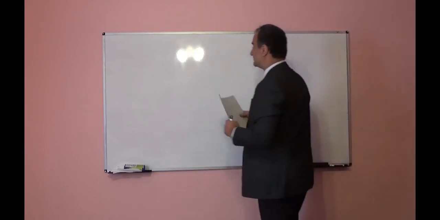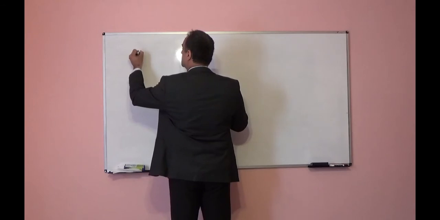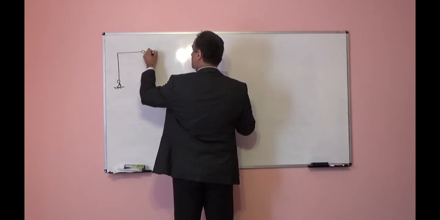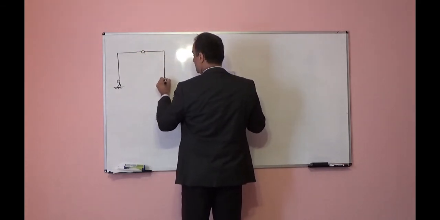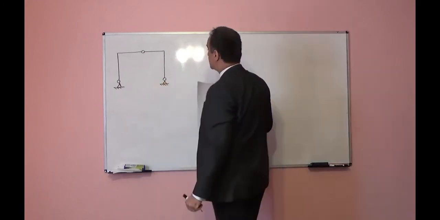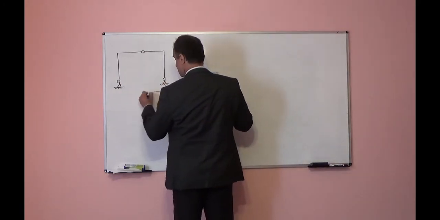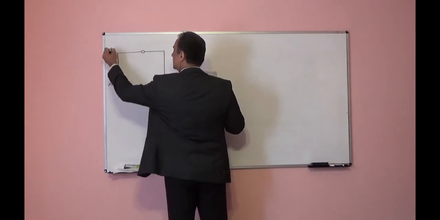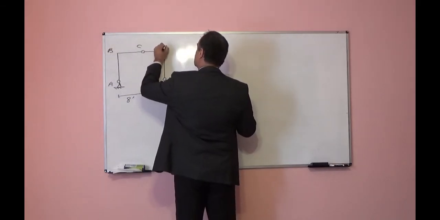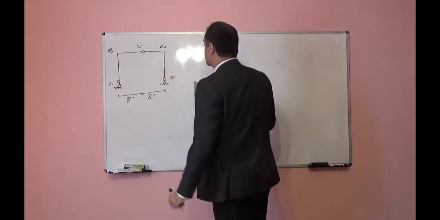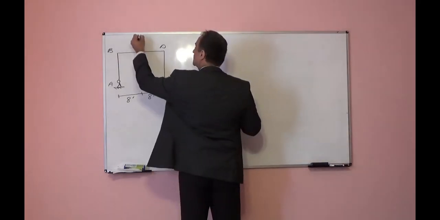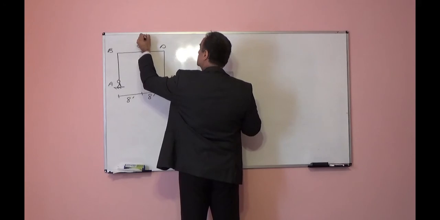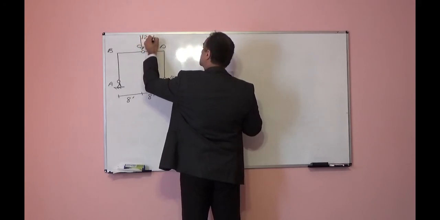Okay, we have this frame. Both supports are hinged and it is symmetrical. 8 feet, 8 feet, A, B, C, D, E. This frame is subjected to a concentrated load at point C. The magnitude of the load is 120 kips.